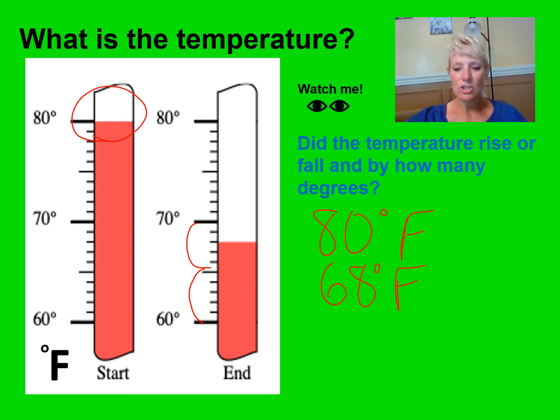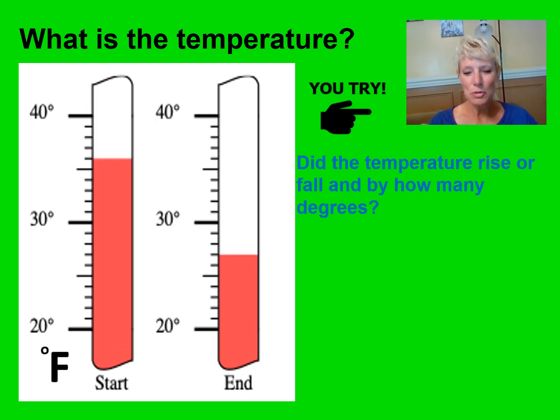All right, so my question says, did the temperature rise or fall and by how many degrees? So I started with 80 and I went down to 68. So it means that my temperature is getting cooler. All right, to find out how many degrees it changed, I'm just going to subtract those two. So I make this a 7, this becomes a 10, this becomes a 2, and this becomes a 12. So I have 12 degrees Fahrenheit. That's the difference. All right, time for you to try. Remember, I want you to write down your temperatures, tell me did it rise or fall, and then tell me by how many degrees, and then pause the video and come on back.